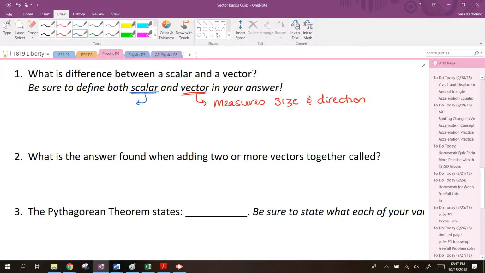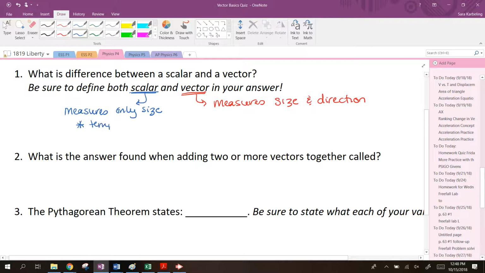Define a scalar. Well, it's not a vector. It's also a kind of measurement, but it's a measurement that only measures. Anybody? Anybody want to guess? Yeah. A couple examples of scalars. Let me give you a couple examples.